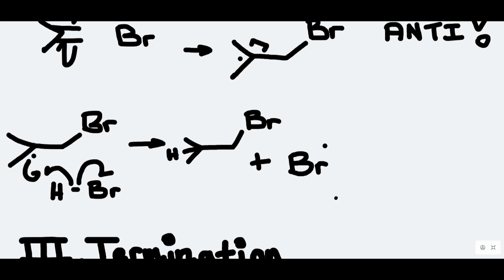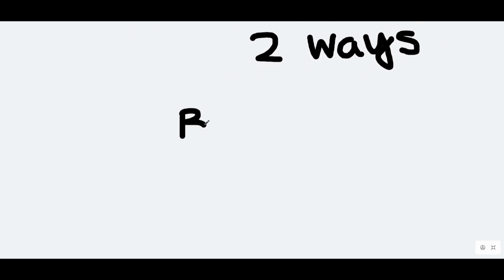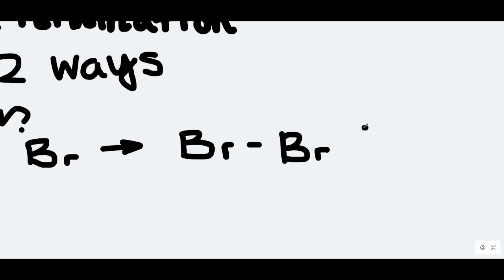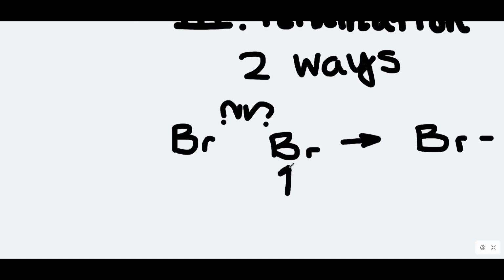Now, we are not done yet because the final step is termination. And there's actually 2 ways to do this. One involves simply forming a Br2 molecule, and that is done in the following manner. Very simple. Very, very simple. Br2 formation. That's one way, as this is the one being consumed.